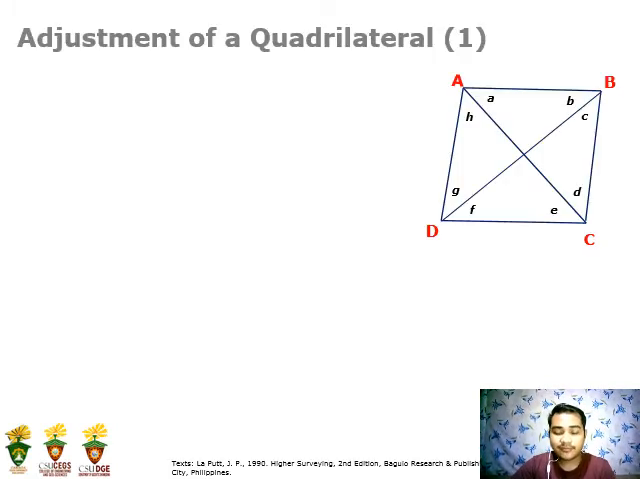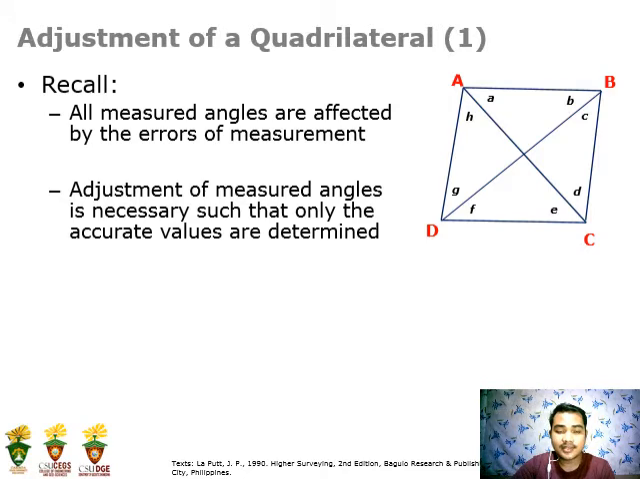In the adjustment of a quadrilateral, let us recall that all measured angles are affected by the errors of measurement. So we will also do station adjustment and figure adjustment. Because every angle is affected by errors of measurement, it is never perfect that we get exact values. Adjustment of measured angles is necessary such that only one accurate value is determined.